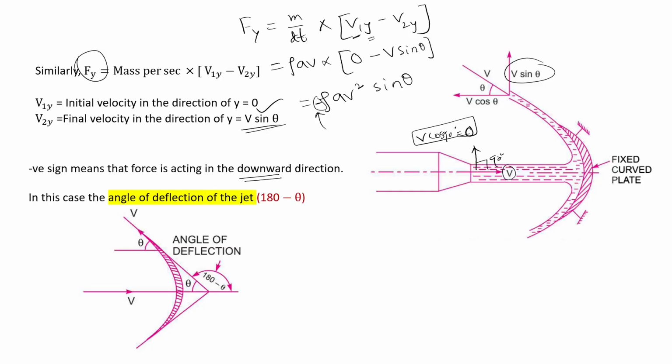As we have already assumed that the force is acting in the positive x direction, but the negative sign in the final answer actually means that the force is acting in the downward direction. And in this case, the angle of deflection of the jet is basically 180 degrees minus theta. See, from here we can very easily visualize this.